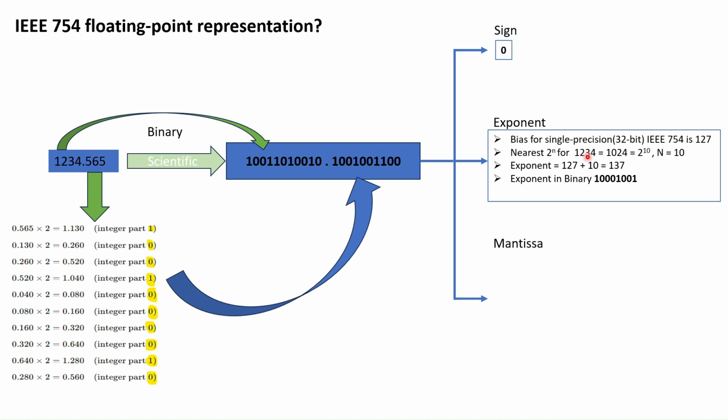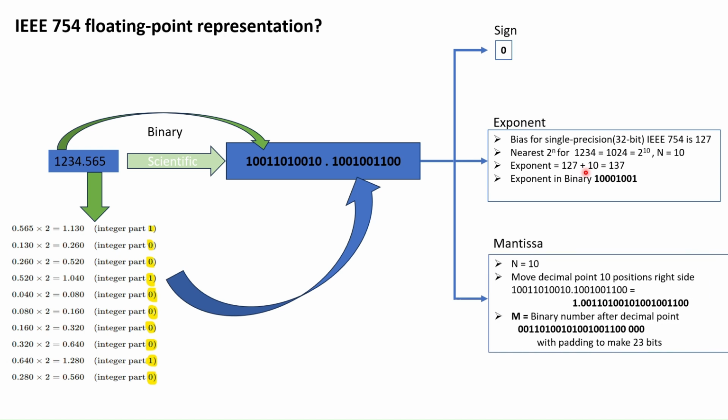The nearest power of 2 to 1234 is 1024, right? So 1024 is 2 power of 10, and this 10 is n. The exponent is bias 127 plus n, which is 10. So the exponent is 137. The binary representation of 137 is this one. So we got the exponent.